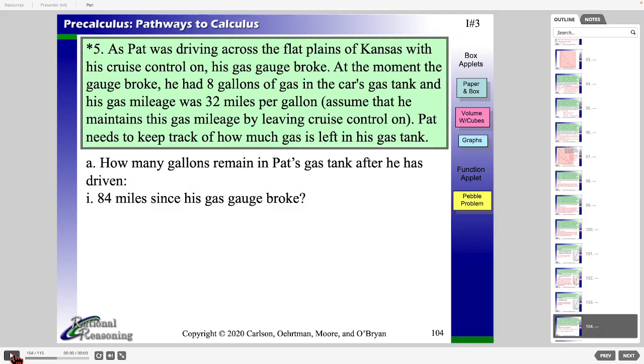So how many gallons remain in Pat's gas tank after he has driven for 84 miles? So here we go. We've got all this to read, but the important part is he had 8 gallons of gas in the car's gas tank, and his mileage was 32 miles per gallon. Assume that he maintains his gas mileage by leaving cruise control on. Pat needs to keep track of how much gas is left in his tank so he doesn't run out, right? Because his gas gauge is broken.